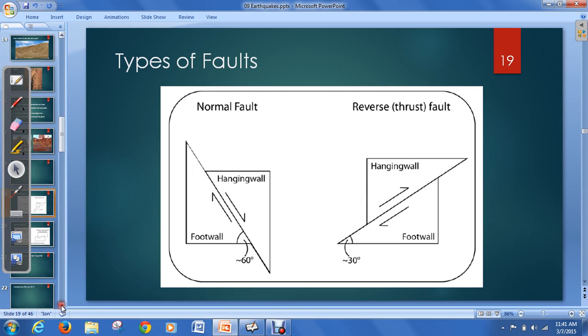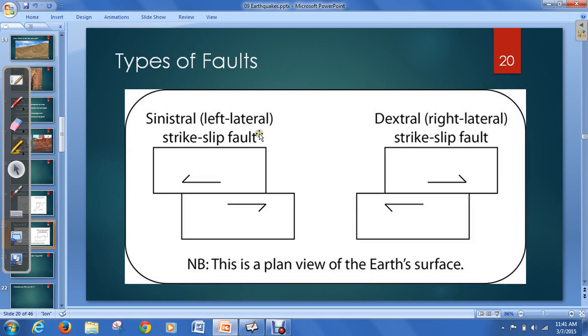And then the last type of fault is what we call a strike-slip fault. Two of them are shown here. You don't have to know the difference between sinistral and dextral. Just understand that a strike-slip fault is what you would associate with a transform plate boundary.